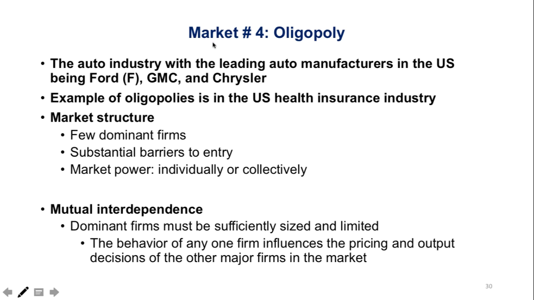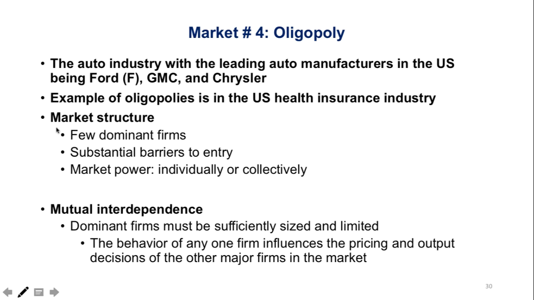The fourth type of market is oligopoly. The best example of oligopolies is the auto industry, with the leading auto manufacturers in the United States, for example Ford, General Motors and Chrysler. Another example of oligopolies in the United States would be the health insurance industry, because a few health insurance companies are leading the market.